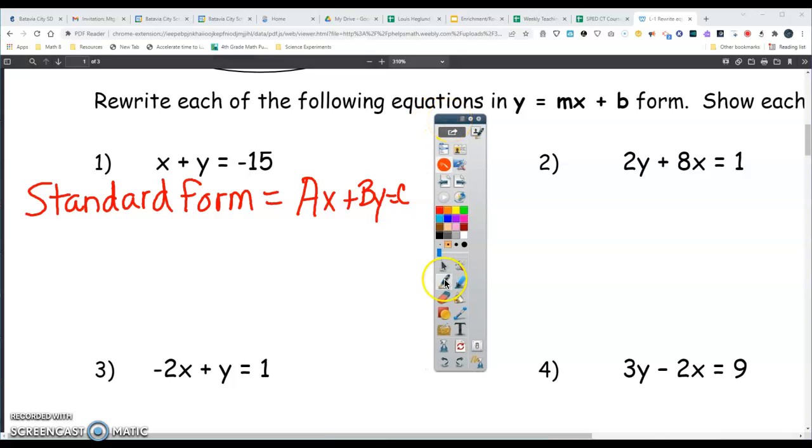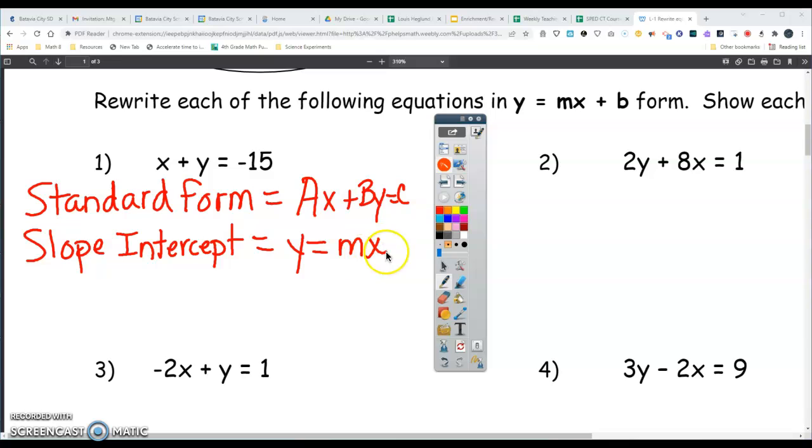And what we're doing is we're going from this to our slope-intercept form, right? Slope-intercept form, which you guys all know as y equals mx plus b. That's all that it is. So we're going from one form to another form. And how do we do that? Well, we use our equation solving skills to do it. So I'm going to pop over here to number 2, and I'm going to show you how to do that.